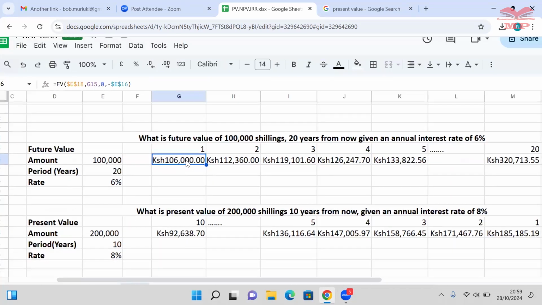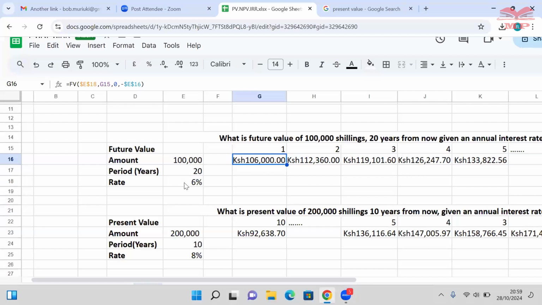But if you look at this, E18 is the interest rate. So the thing that will come first is the rate. Okay, E18. Then if you look at G15, it is the amount that you're investing, right? Then this one would be the PMT.